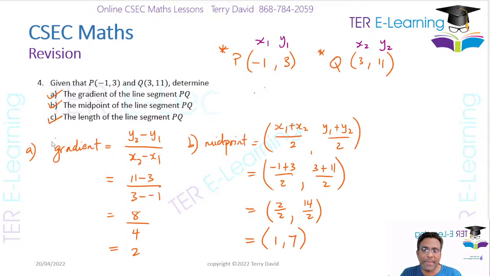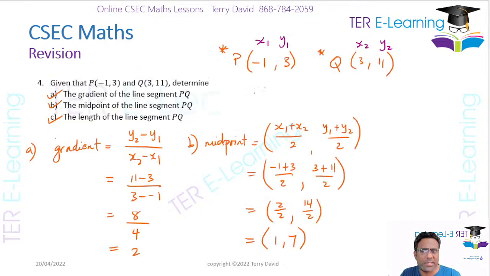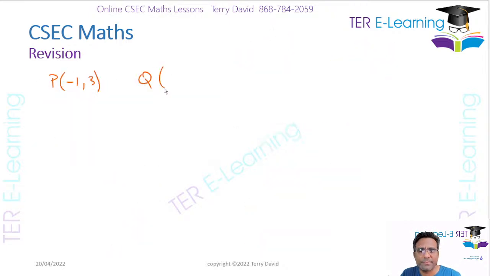Part C, you need to be able to find the length of a line segment. So again, I'm going to write down what P is, minus 1, 3. Q is 3, 11. And we want to find the length, so the length of PQ.